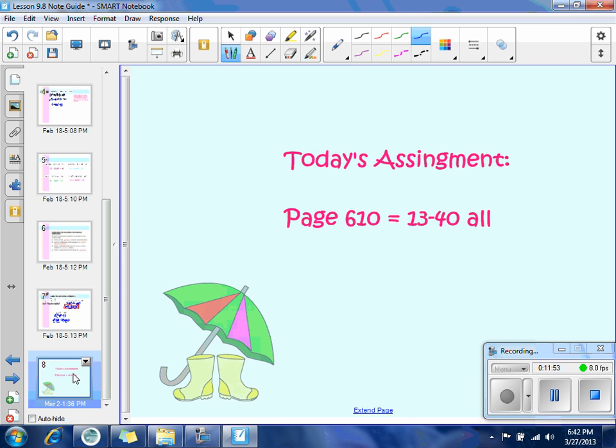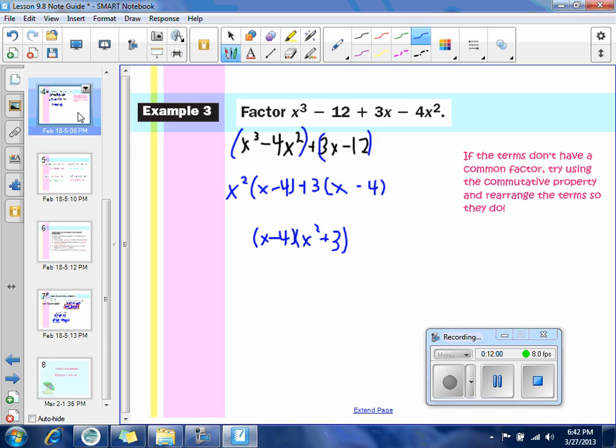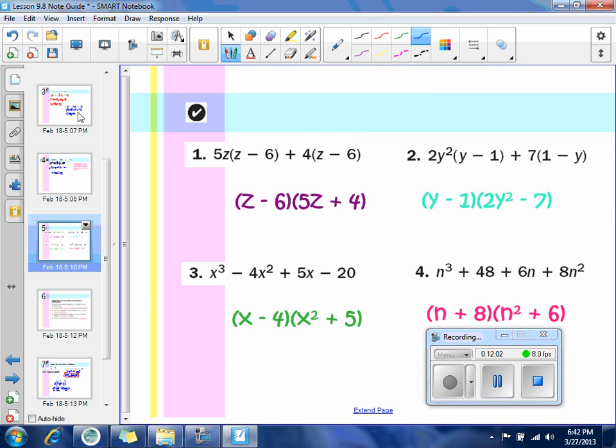All right. Your homework assignment is over 6.10, 13 through 40. It is just these types of factoring where all you're doing is factoring, no solving today or on this one.